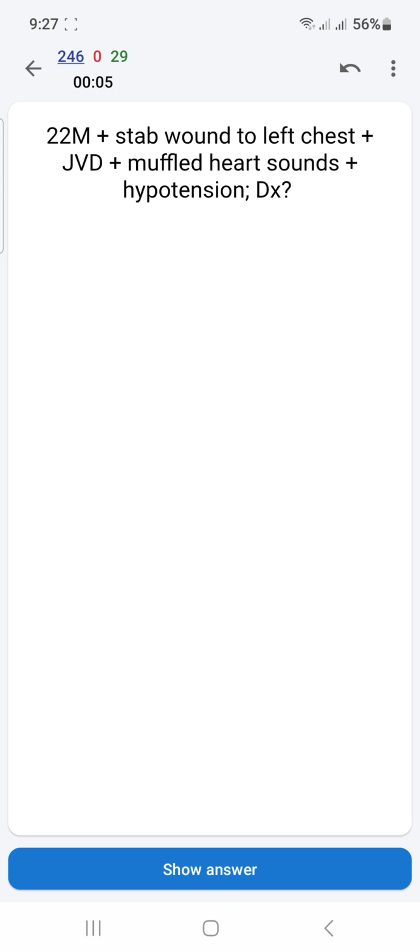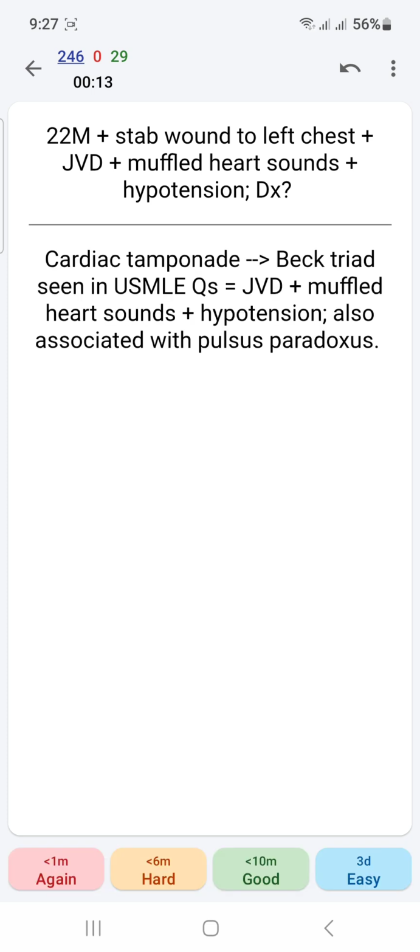22 male, stab wound to the left chest, JVD and muffled heart sounds plus hypotension, maybe cardiac tamponade. Beck's triad seen in USMLE questions: JVD plus muffled heart sounds plus hypotension, also associated with pulsus paradoxus.